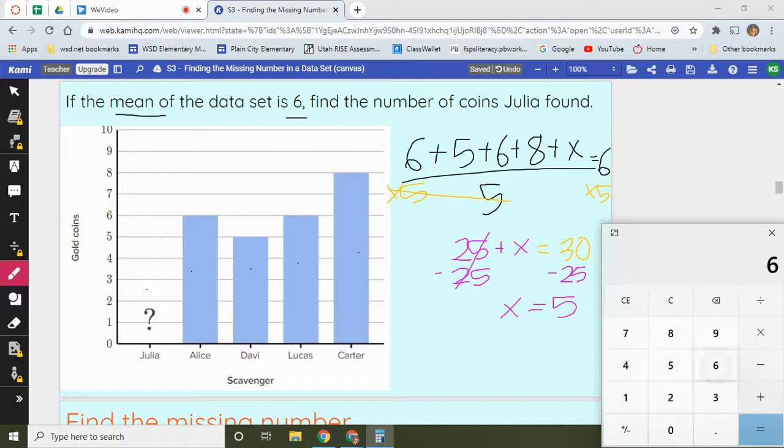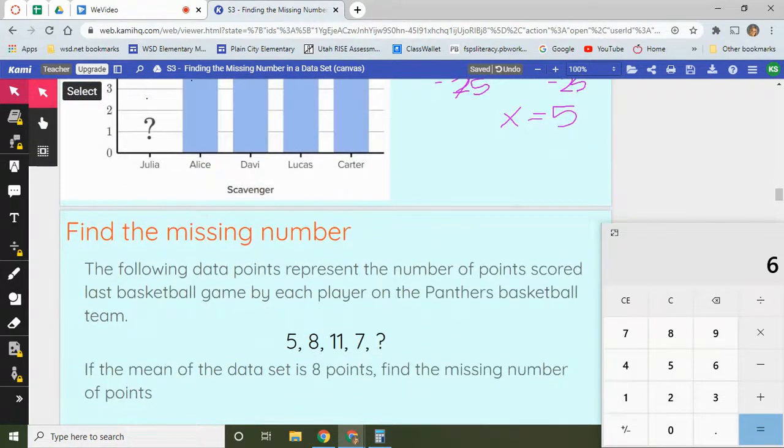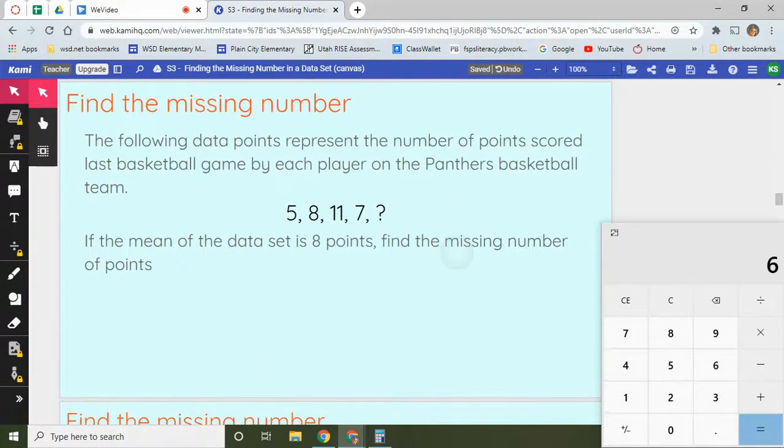Now we check. 6 plus 5 plus 6 plus 8 plus 5, because that's what we found, divided by 5. There we go. That's what we wanted. Right? A mean of 6. Okay. Let's try one more together, and then I'm going to have you try some.